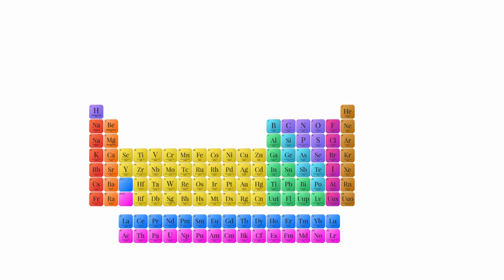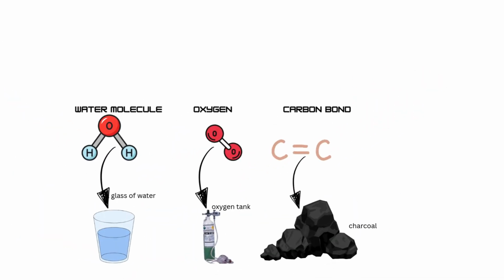Let's get started. Everything around you, your phone, the air you breathe, even your own body is made of atoms. Atoms are the tiny particles that make up matter. Matter is everything that takes up space and has volume. When we group the same kind of atoms, we call them elements. For example, hydrogen, oxygen, and carbon are all elements.